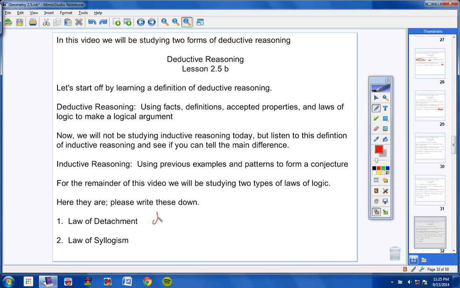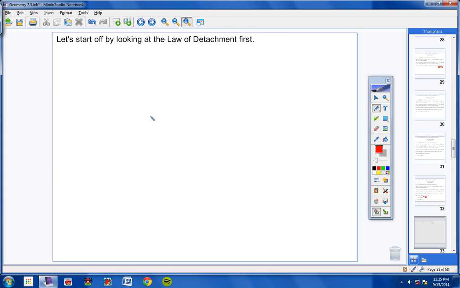I'm going to give you a definition for the first one and some examples. I'm not going to give you a definition for the second one because the definition would not be as helpful, so we're just going to look at examples of the law of syllogism. Okay, let's jump into this. There are two types of laws of logic we're going to look at today: the law of detachment and the law of syllogism. Let's start off by looking at the law of detachment first. Please take some really good notes.